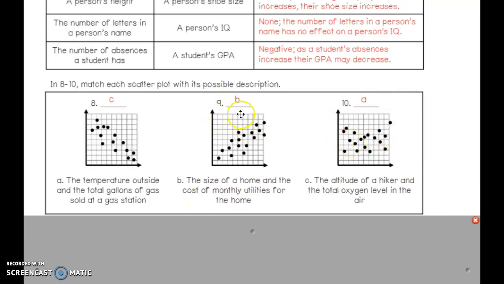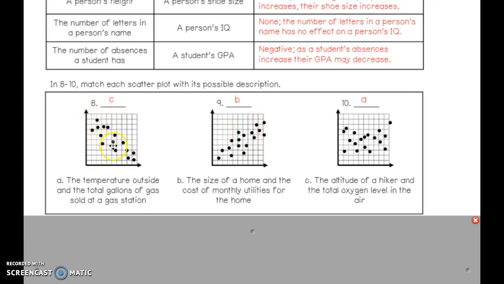B is the description right under the graph here, the size of a home and the cost of the monthly utilities. A lot of people that have a really small home, they're not going to pay very much because they don't have that much space to heat. The really big homes, as you increase out, it's going to cost more because you have more space.